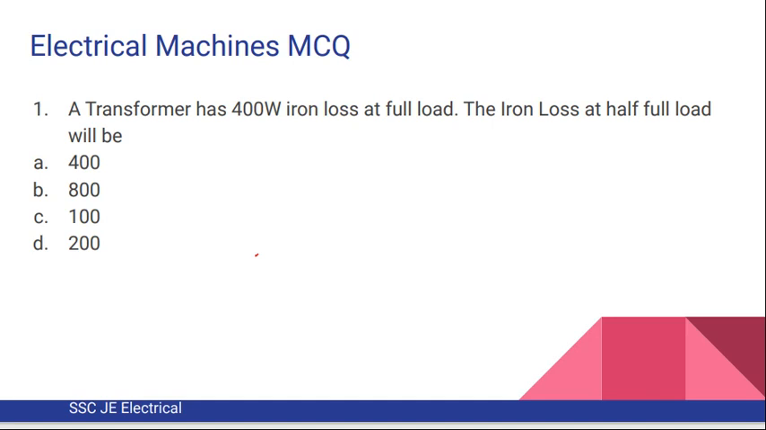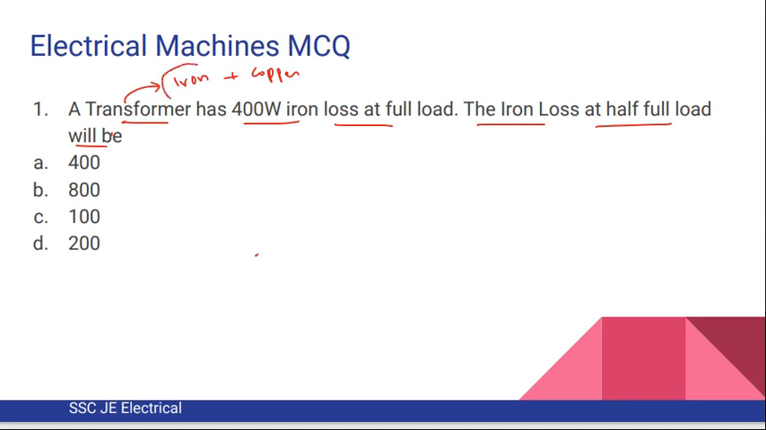First question: a transformer has 400 watts iron loss at full load. The iron loss at half full load will be, okay. Transformer contains two kinds of losses, that is iron losses and copper losses mainly, okay.